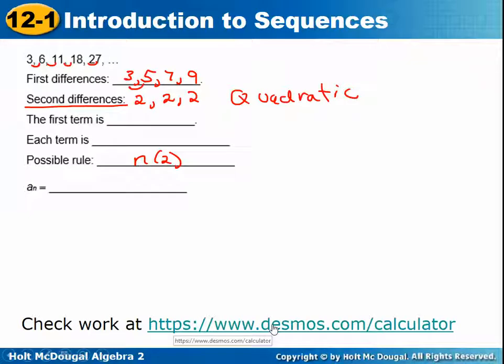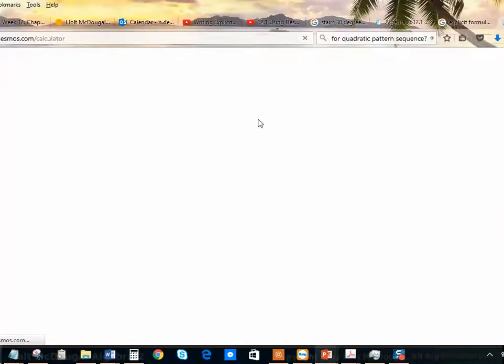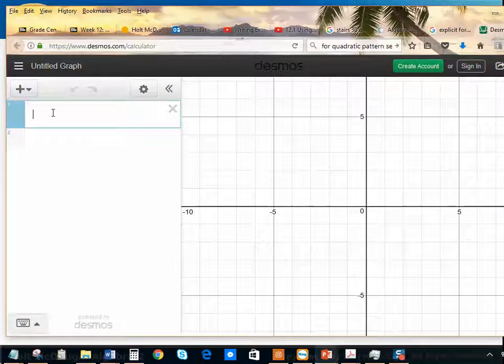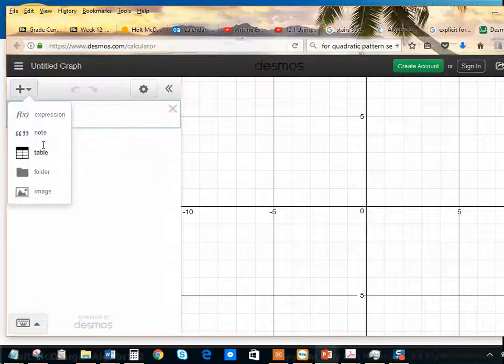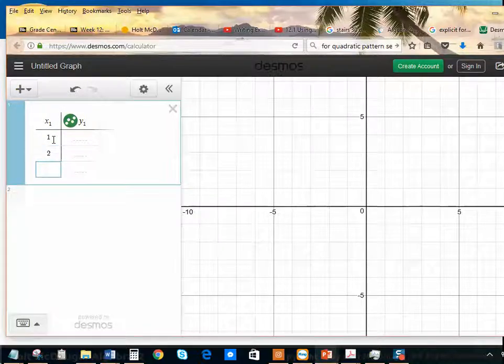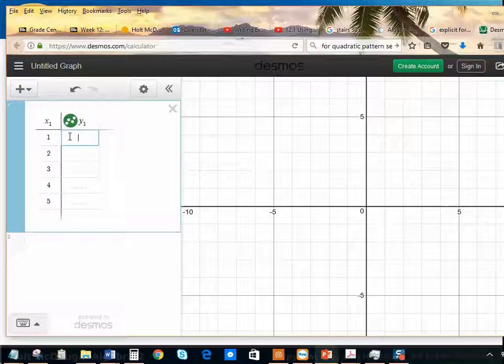So I'm just going to quick sketch down we have 3, 6, 11, 18, and 27 as our values in our sequence. And if we go to Desmos.com and use that regression feature that we've used quite a bit this year, I'm going to first put a table in. And my x values are just the term numbers. So I have 5 terms, 1, 2, 3, 4, 5. And then the y values are those parts of the sequence. Our sequence was 3, 6, 11, 18, and 27. Now we're going to run a quadratic regression on this.